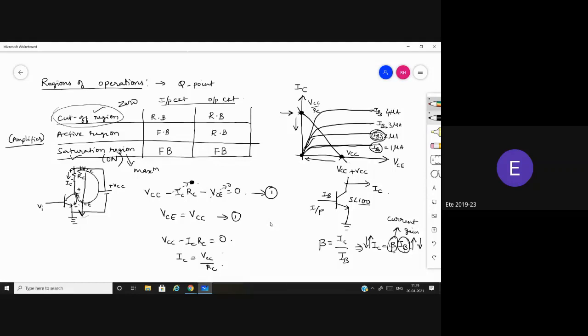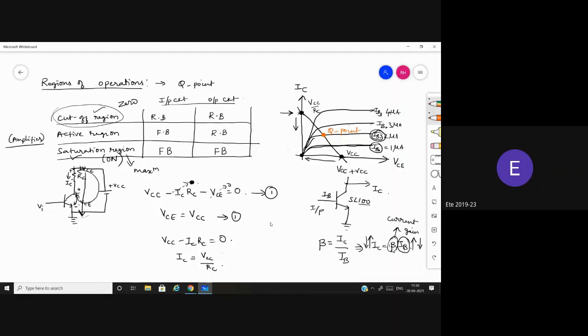Then the operating point will be this one. The point where the DC load line and the base current curve, that is the collector current curve, both intersect is known as the Q point. So Q point, quiescent point, or operating point. These are the different names given for the operating point.